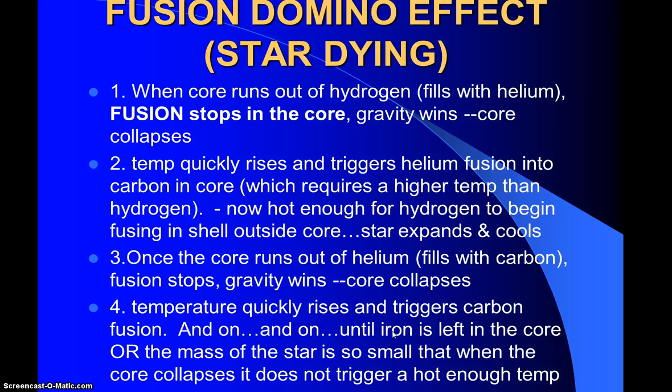If the star isn't big enough, doesn't have enough mass to make it to iron, to keep triggering these fusion reactions, then it will stop. And our sun is actually predicted to stop around carbon or oxygen, and it won't make it to iron. So this says the mass of the star is so small that when the core collapses, it does not trigger a hot enough temperature for the next fusion series to begin.